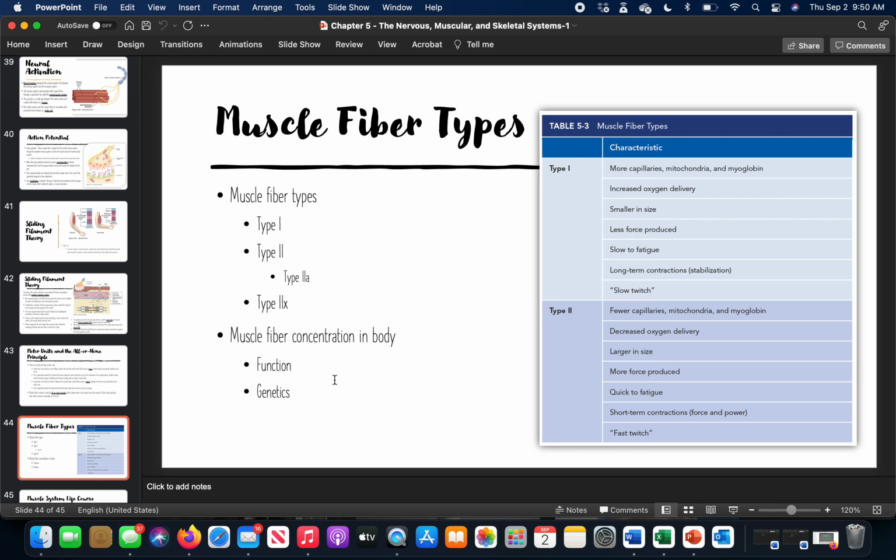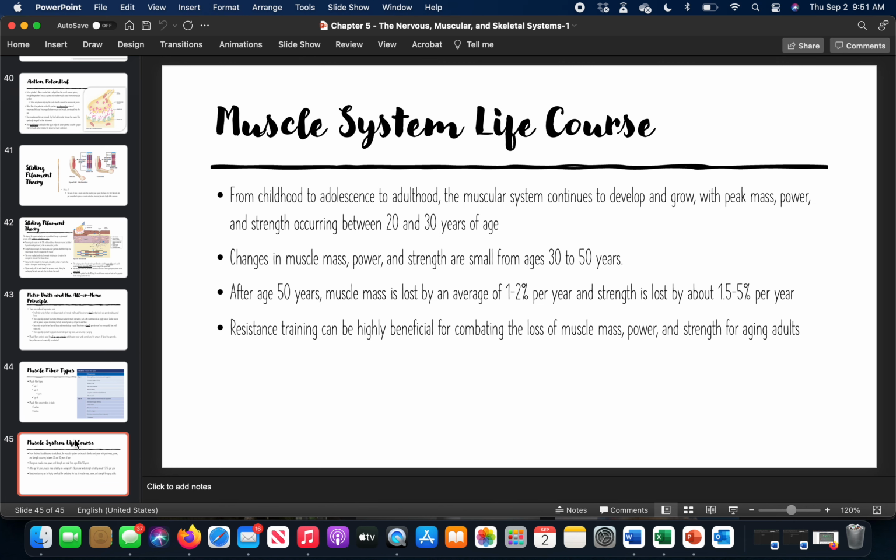And then the function: type 1 is more aerobic, more endurance based, whereas type 2 is more powerful, more forceful. So the function will dictate what you can do for your movements. Type 1, slow twitch; type 2, fast twitch.